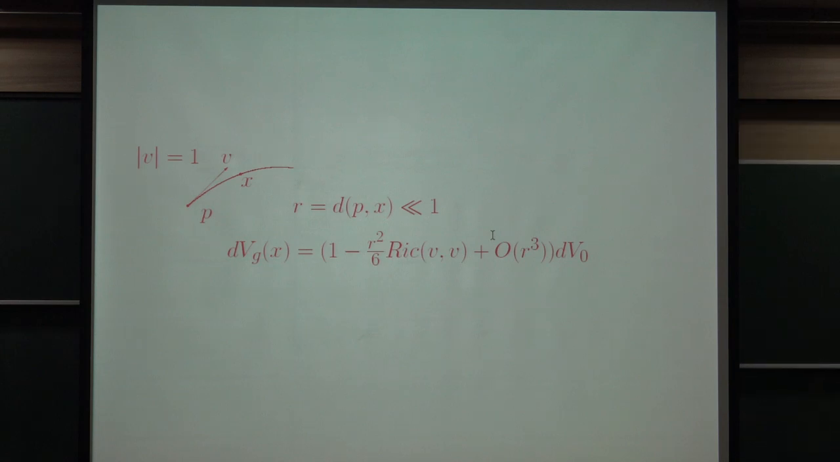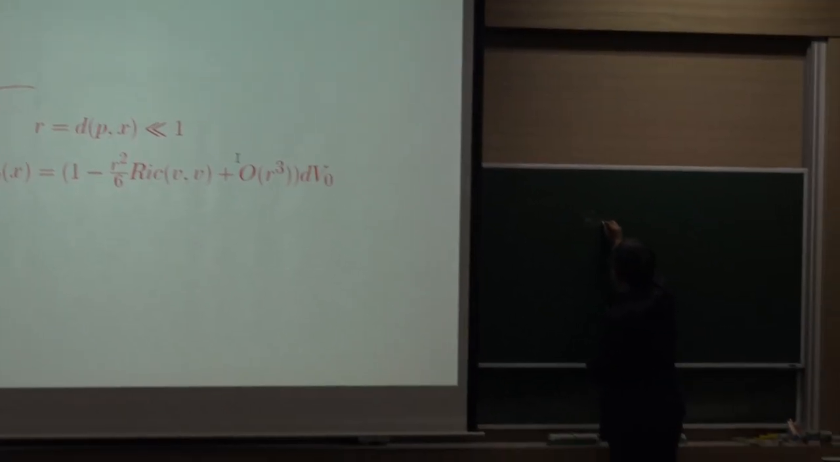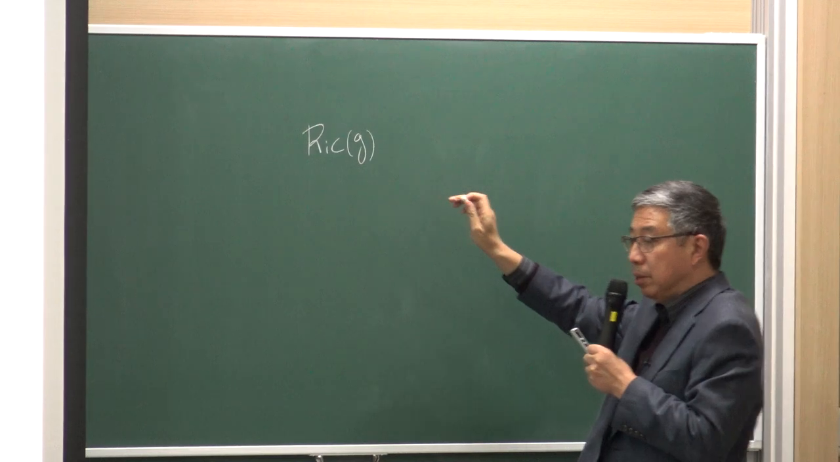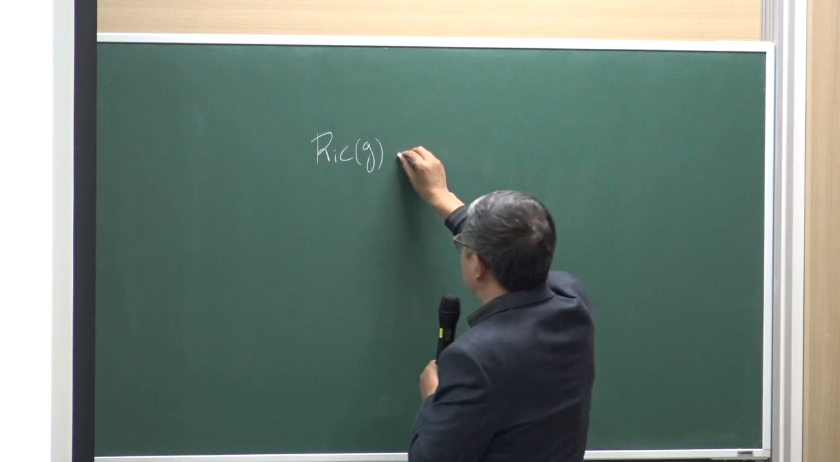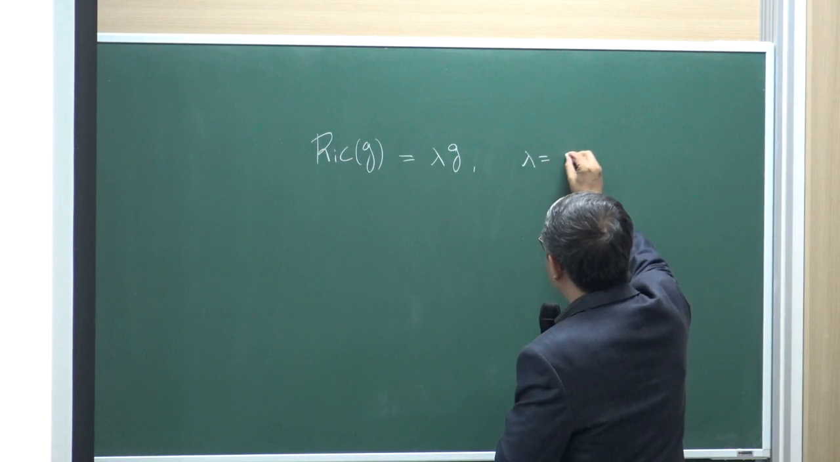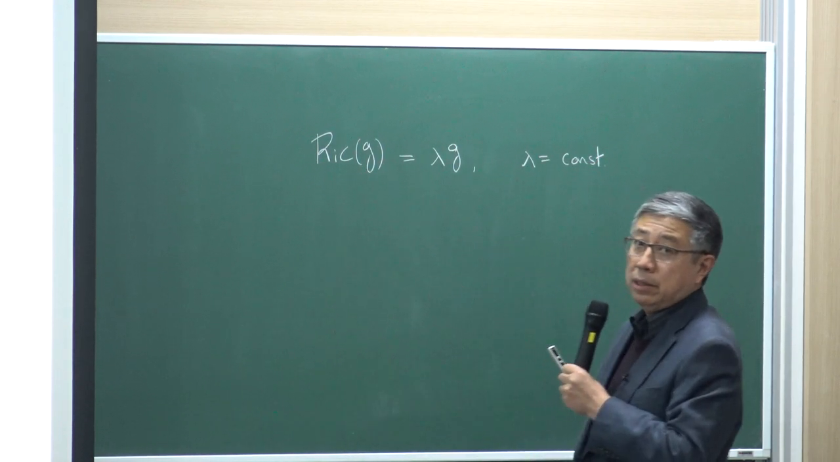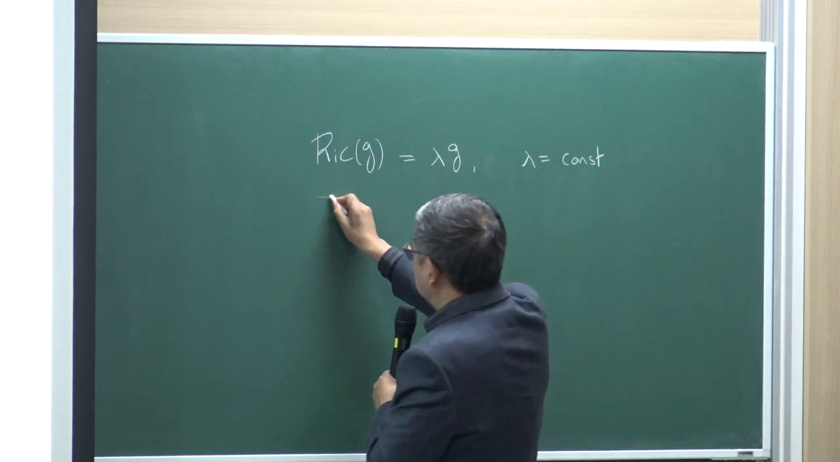With the Ricci curvature, we consider the Einstein equation. Since the number of components of the Ricci curvature is the same as the number of components of the metric, you can ask this equation. Lambda is a constant called the Einstein constant, and this is a system that is invariant under diffeomorphisms. You try to solve these equations.